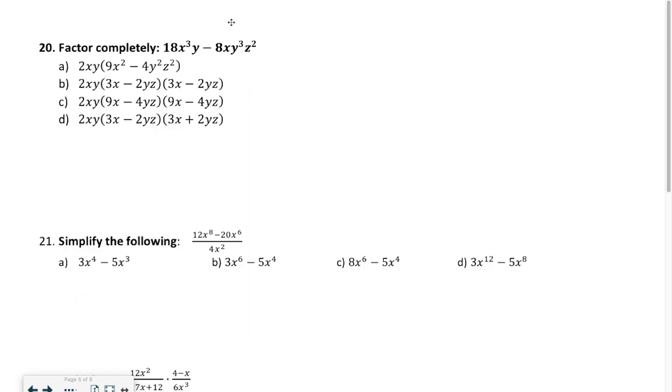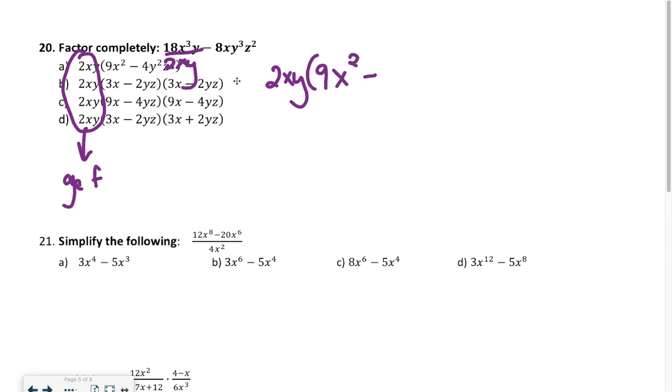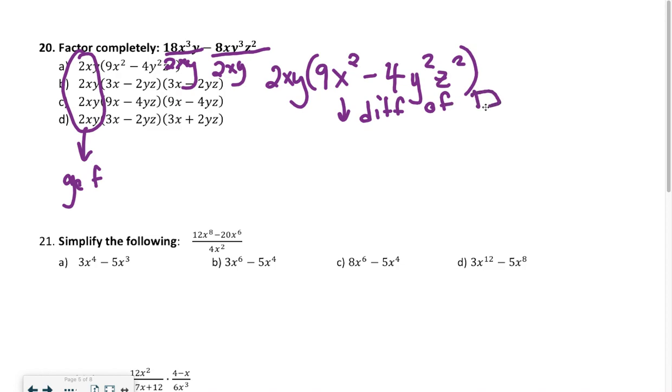Factor completely. So again, we're going to check for GCF. Guys, in multiple choice, look at this. This is definitely going to be our GCF. So this is extremely helpful. So noting that this is our GCF, when we divide 18x cubed y by 2xy, we're left with 9x squared. When we factor 2xy out from the second term, we are left with 4y squared z squared. This is a difference of squares, which can continue to factor for us.